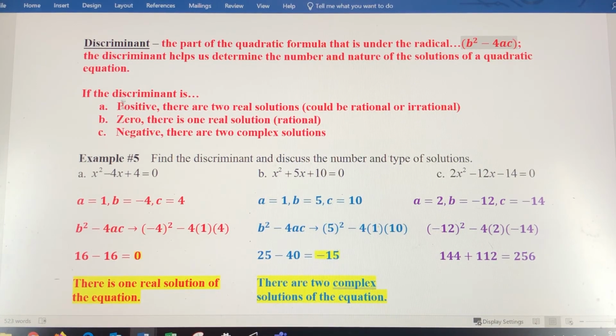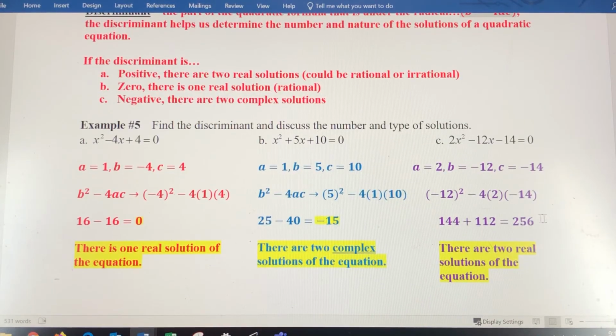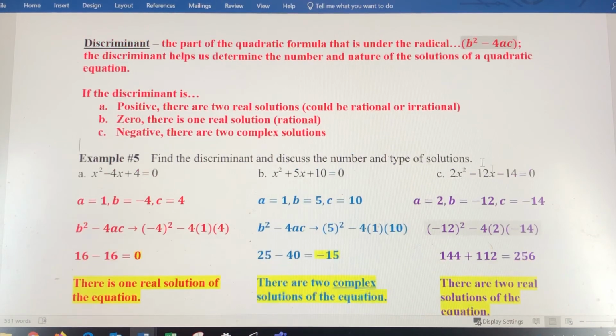That's a positive number, so we're up here in part A. That means I'm going to have two real solutions, okay? Because 256 is a perfect square, all right, 16 times 16 is 256. That means my solutions would be rational. If this was 257, for example, then my solutions would be irrational because 257 is not a perfect square, okay? So that's how you use the discriminant to tell the number and the nature of the solutions of any quadratic equation.